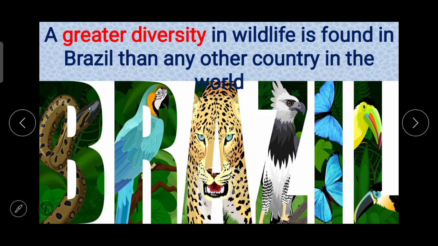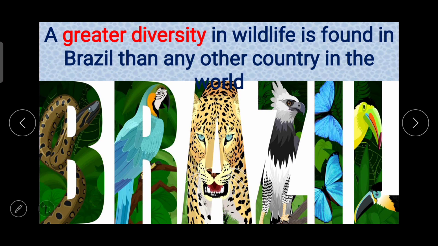Now, when we talk about the wildlife of Brazil, then one thing which is very important to understand is that a greater diversity in wildlife is found in Brazil than any other country in the world. If we compare it with any other country in the world, then the greater diversity in wildlife is seen in Brazil.